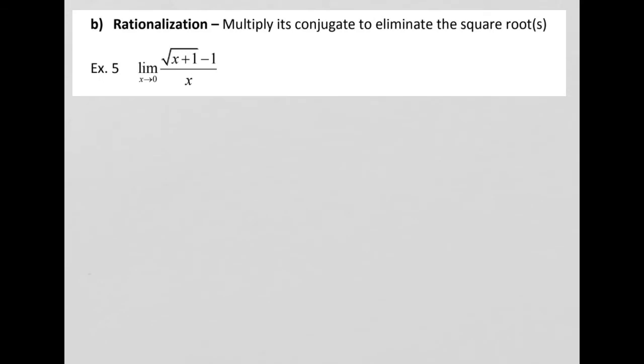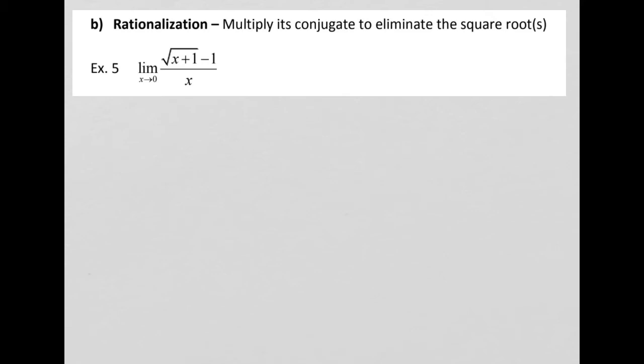The next example, example 5. When x approaching to 0, if I put 0 into the denominator, that will be a 0. If I put 0 into the numerator, it will be square root of 1 minus 1, which will be 0 again. So once again, we cannot do direct substitution. However, this time, can we do factoring? No, because there's a square root. So what do we need to do? We have to do rationalization.